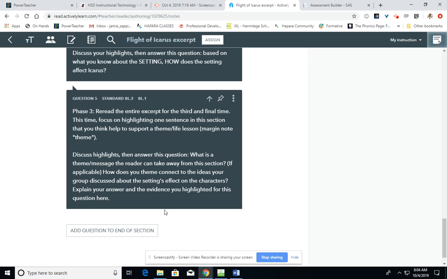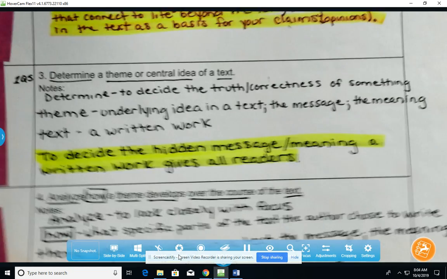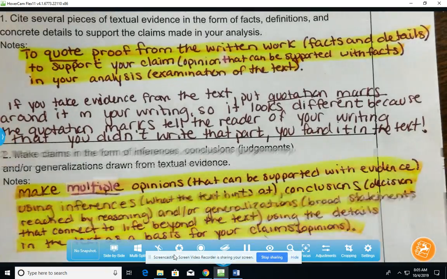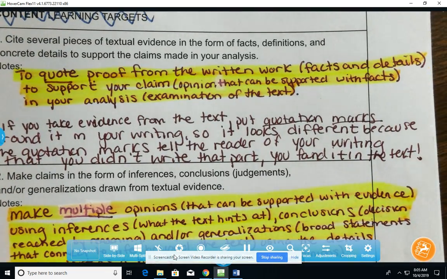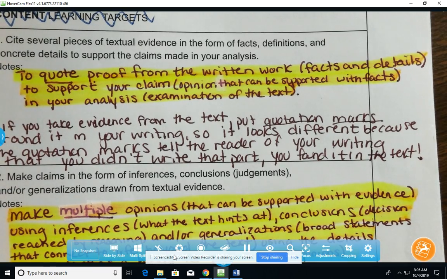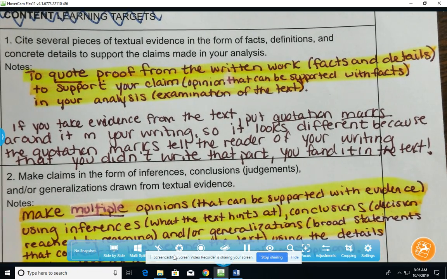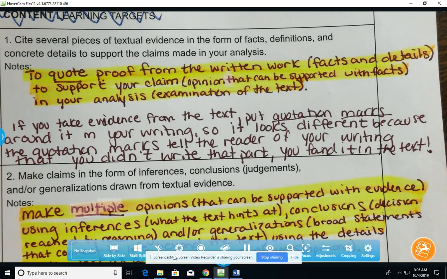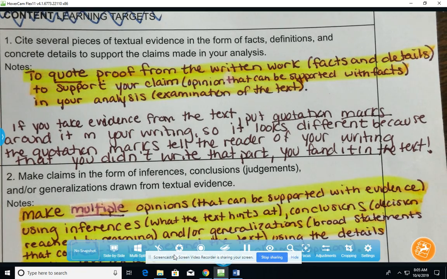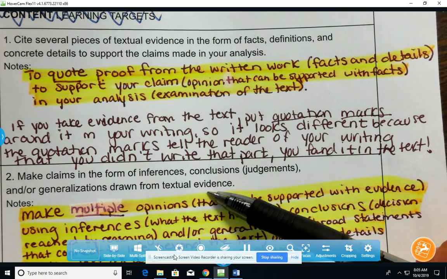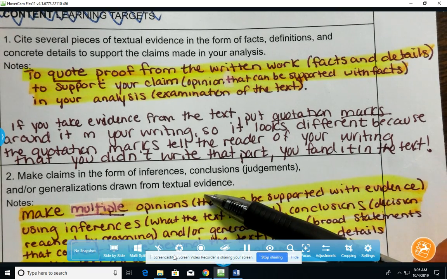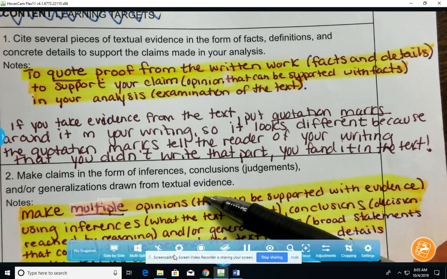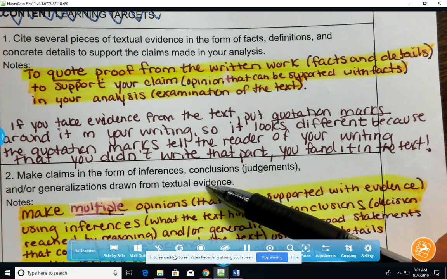As we're doing all of these things, we are taking the time to focus on learning targets 1 and 2, where you're going to be required to quote proof from the passage to support what you're saying to answer these questions, especially when we look for our context clues, how the setting affects the characters, as well as what the theme is. Anything we're putting into our own words, like our answer to how this setting affects the characters or how the characterization impacts the plot, that answer is our claim.